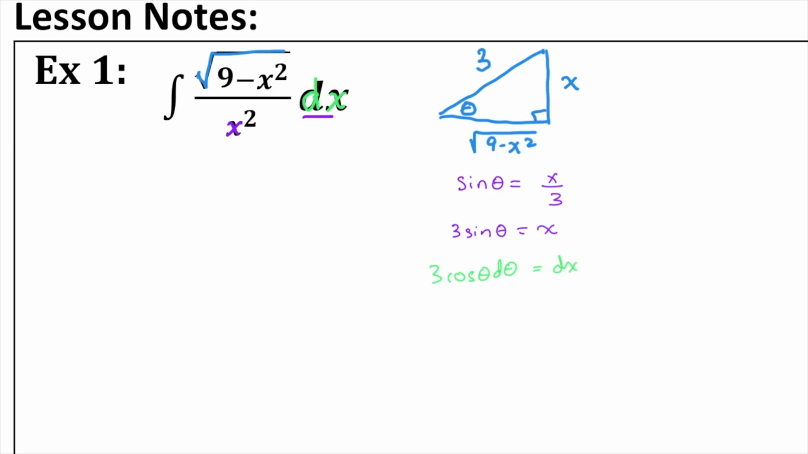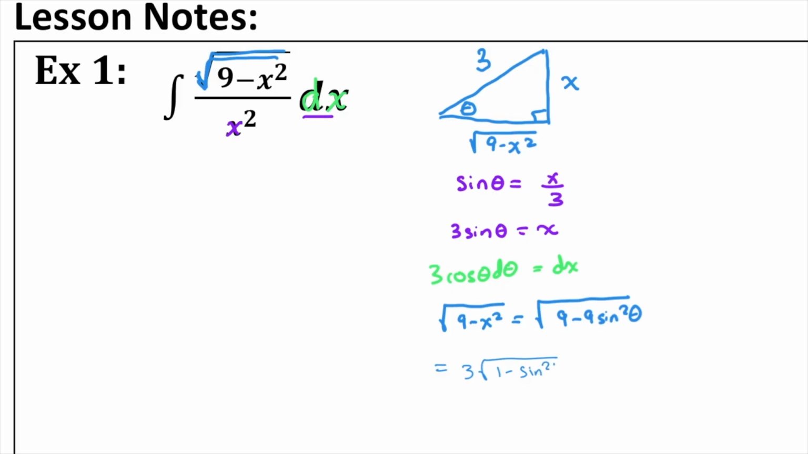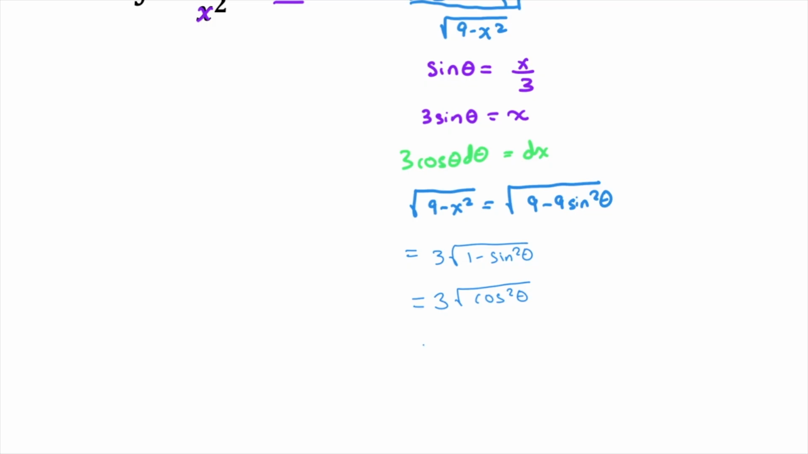Next, think about the square root of 9 minus x squared. What does that equal? The square root of 9 minus x squared is going to be equal to the square root of 9 minus 9 sine squared theta. That can be simplified as 3 times the square root of 1 minus sine squared theta, which again, we use a trig identity. We'll get the square root of cosine squared theta, and we know that then we can replace the square root of 9 minus x squared with 3 cosine theta.